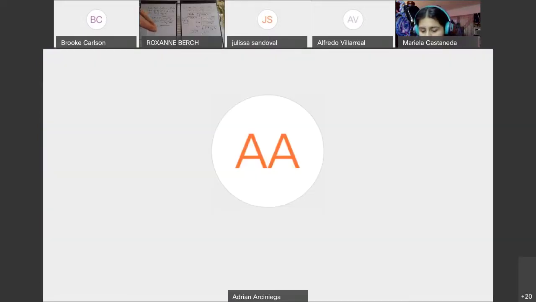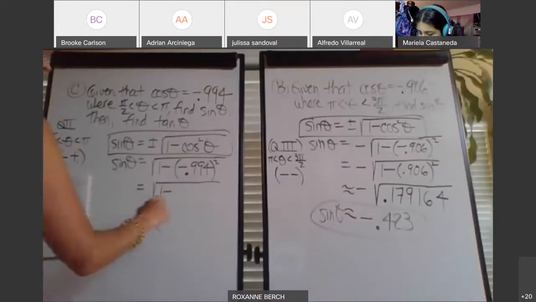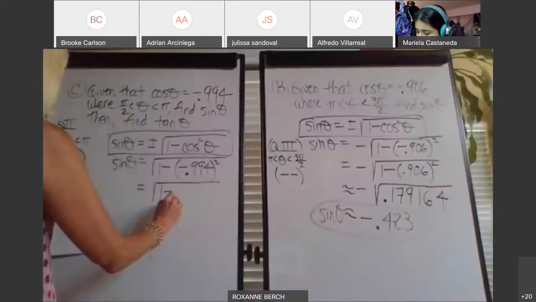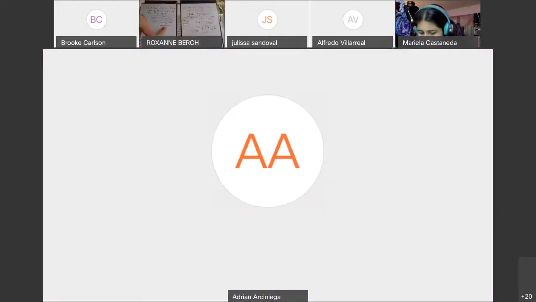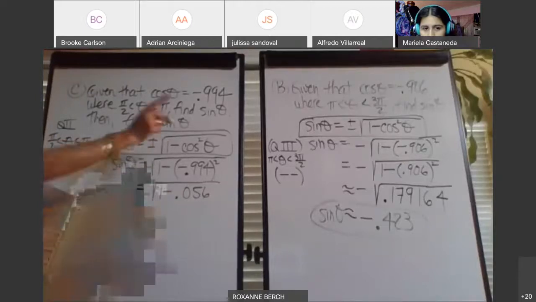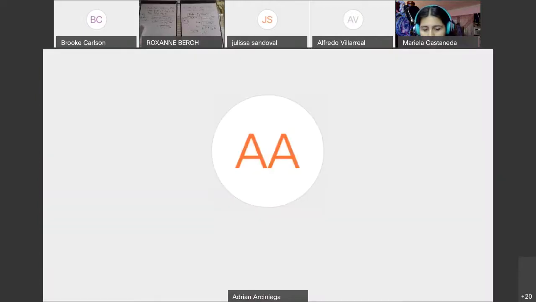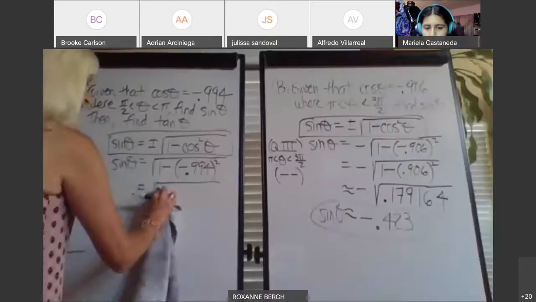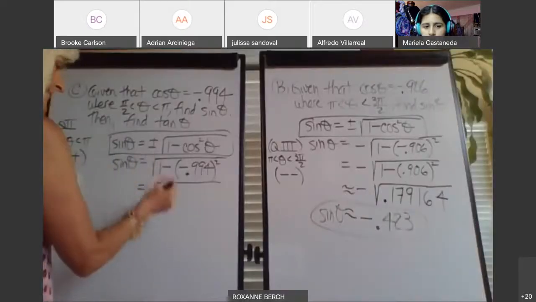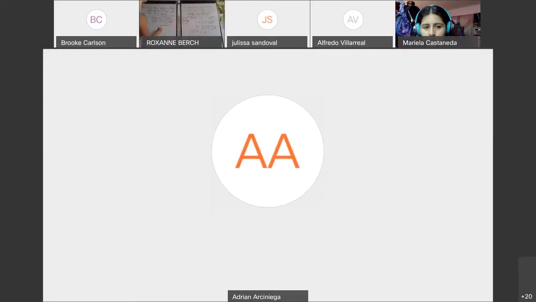That's 1 minus negative 0.994 squared. What was that number again? 0.056. Is that what you had there? No, that's the already subtracted. 1 minus, okay, sorry, you've got to tell me again. So 1 minus 0.994 is going to be 0.056.